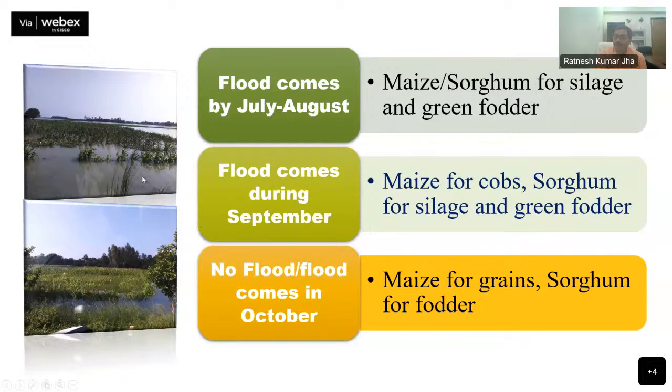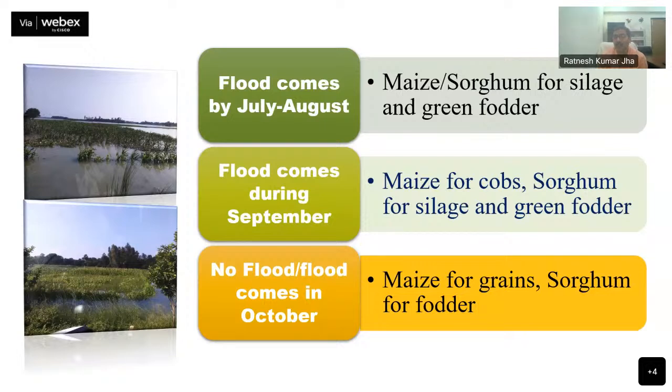So you know that maize is not a suitable crop where water logging is there. We cannot keep the crop under water logging for two to three days. But still, we are locating maize because maize has multi-purpose use. And when flood comes in July and August, maize and sorghum both can be used for green fodder, because when the acute flood is there, the government is supporting the people through their public distribution system in the flood affected areas.